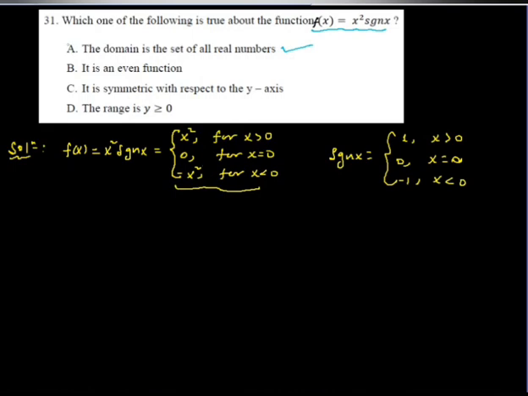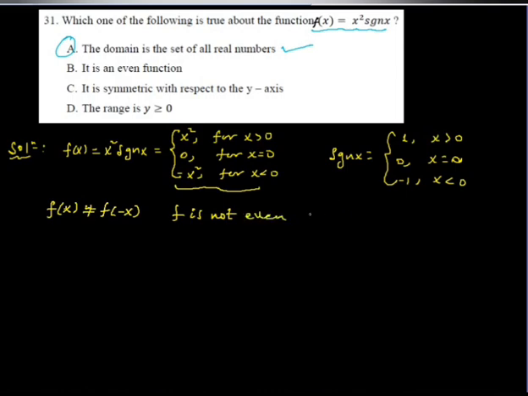So obviously the answer is A. We need to check that the rest of the choices are false. For example, let's check the B case. f is not an even function, or f of x and f of minus x are not the same. This is different. So f is not an even function.